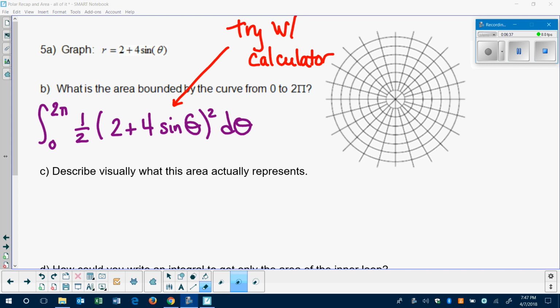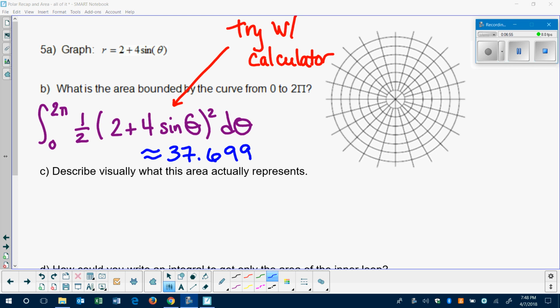So go back into rectangular mode, type this in, use fnInt, and then come back in a second and see if you have the same result as I do. Okay, so pause the lesson for a second and take care of that. Okay, you can see my decimal on the screen, and so hopefully we match on that.